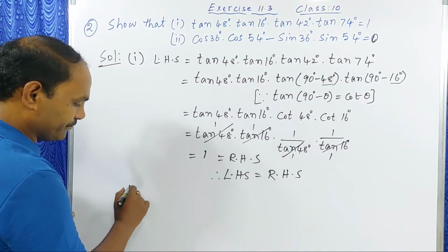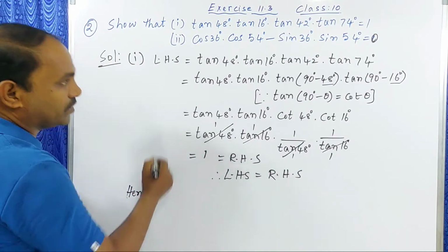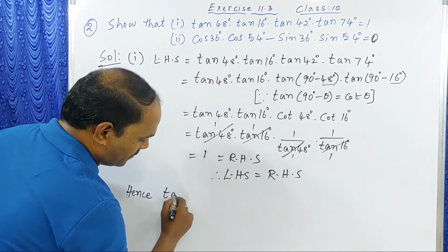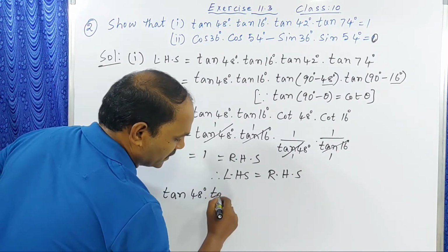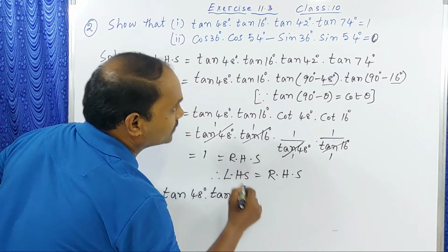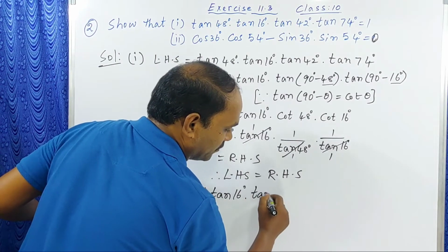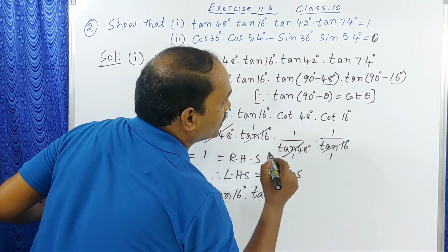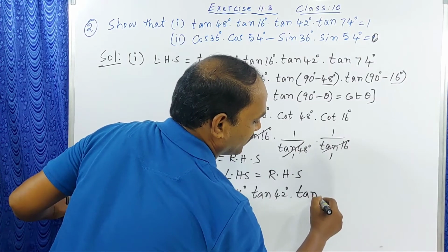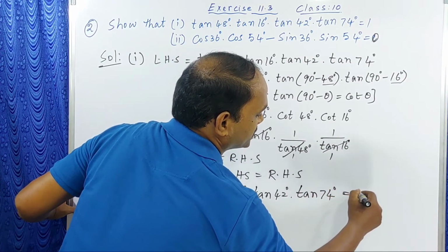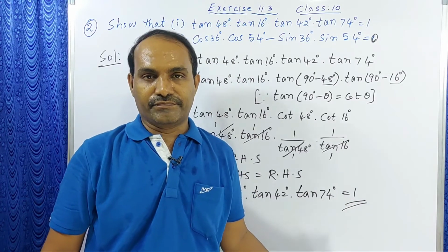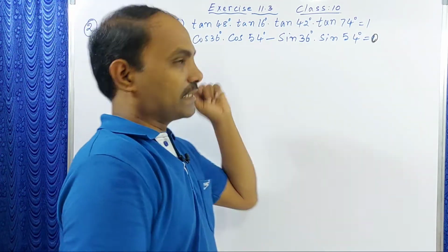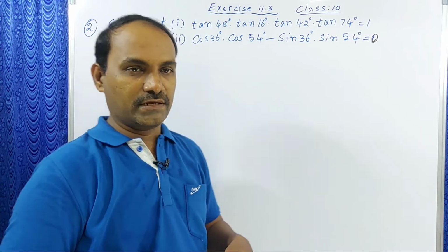Hence, what is the result? Tan 48 degrees into tan 16 degrees into tan 42 degrees into tan 74 degrees is equal to 1. This one is our result. Is it understood? Let us take the second question answer.